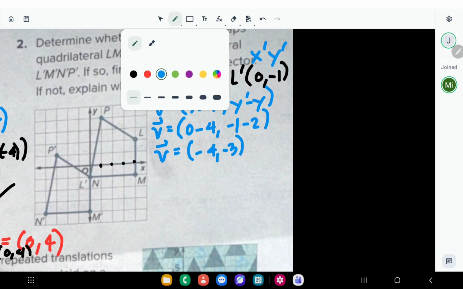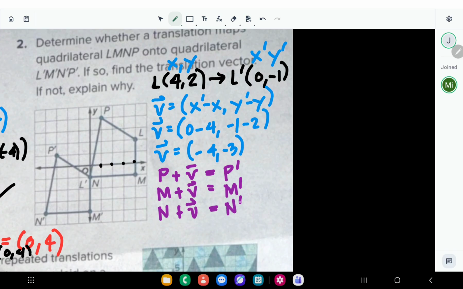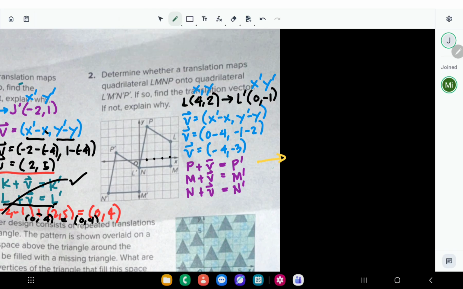And now let's check all the coordinates or the vertices. So let's check P plus the vector if it is equal to P prime. And then M plus the vector if it's equal to M prime. And then N, is there an N there? Plus the vector if it's equal to N prime. Then let's do this.